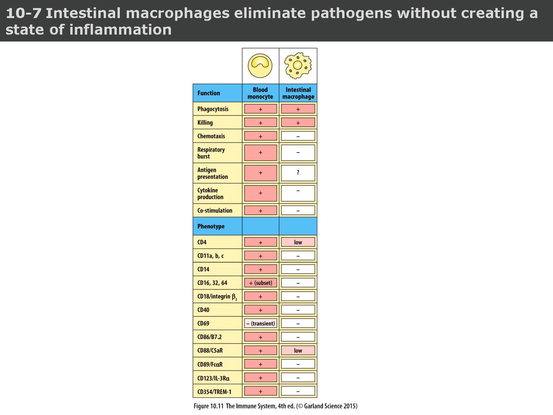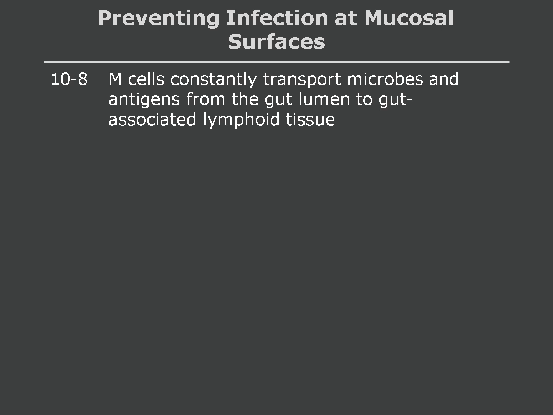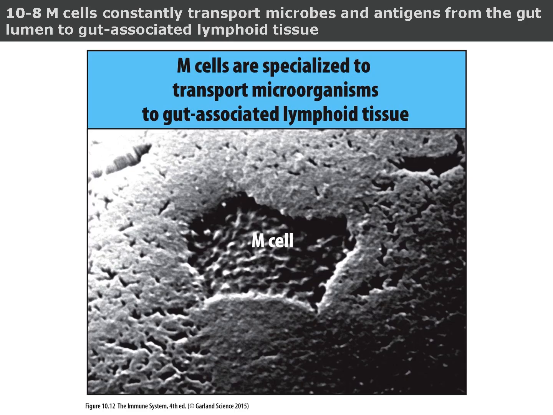and microbiota. M cells constantly transport microbes and antigens from the gut lumen to gut-associated lymphoid tissue. This image shows a scanning electron micrograph of an M cell embedded in the intestinal epithelium. M cells are uniquely specialized epithelial cells that play a crucial role in mucosal immunity. Their primary function is to transport microbes and antigens directly from the gut lumen to the underlying gut-associated lymphoid tissue, or GALT. Unlike neighboring enterocytes, M cells lack thick microvilli and possess a pocketed surface that facilitates antigen uptake.